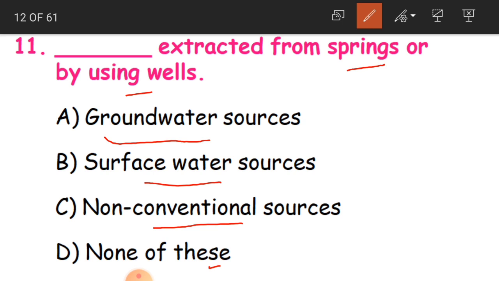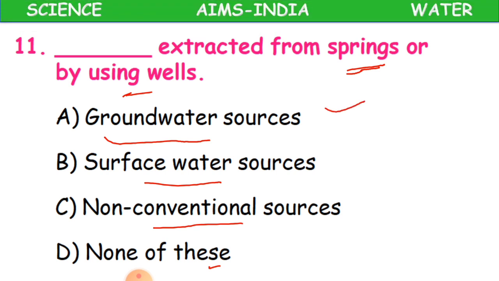No, groundwater sources are like which is under the ground. That water is derived, is extracted, in the sense it is taken out through springs and by using wells. Okay children, surface water sources are which we can see on the surface, like rivers, lakes and all that. Okay, and non-conventional sources is like it is the sources which are generated by wind and tides and all this. Okay children, so the answer is A, groundwater sources.